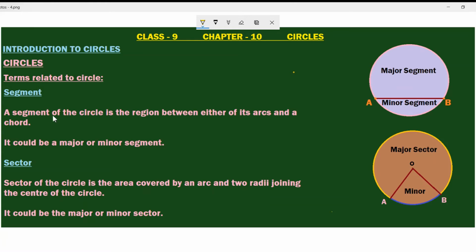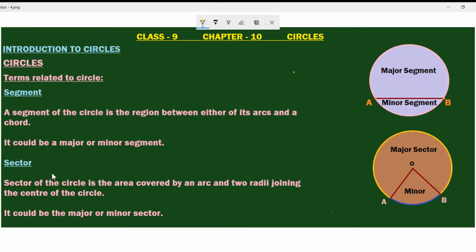Segment. A segment of the circle is the region between either of its arcs and a chord. That means a segment will lie inside the circle, enclosed by an arc and a chord. We will call the region enclosed by an arc and a chord a segment. Here, the minor segment is enclosed by the minor arc and the chord AB, and the major segment is enclosed by the major arc and the chord AB.